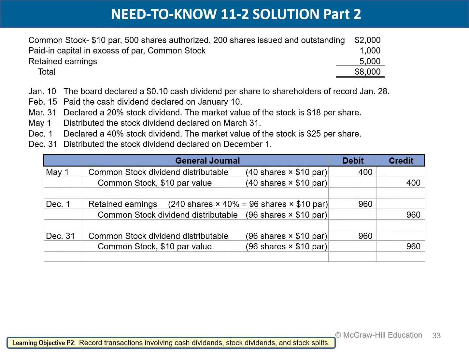Then on December 31st, when we distribute the stock, we reduce our liability, and at that point, we increase our common stock on our balance sheet for the $10 par, for $960.